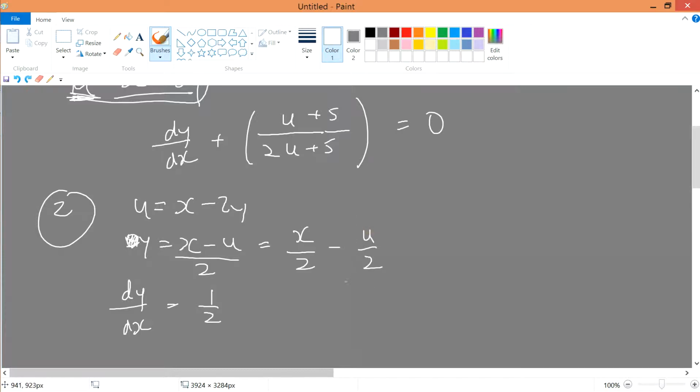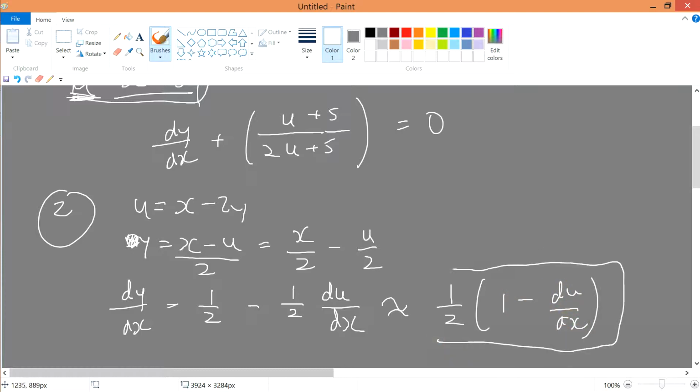You're going to differentiate in terms of x. So how do you do this? It's simply half, and then you differentiate u, putting it as du/dx, and that's it. Factorize out the half, and you have (1 minus du/dx) over 2. Then I'll just sub this in for dy/dx.